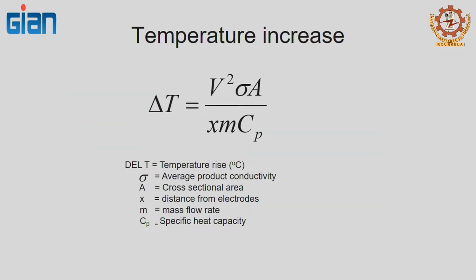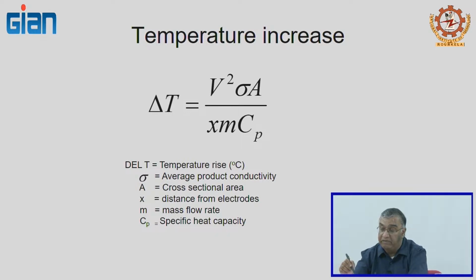The temperature increase during ohmic heating can be calculated from V squared, and then you have the product conductivity rho, the area of cross section, the distance from the electrode, the mass, and then Cp, your specific heat. So this tells you how much temperature increase happens during ohmic heating.